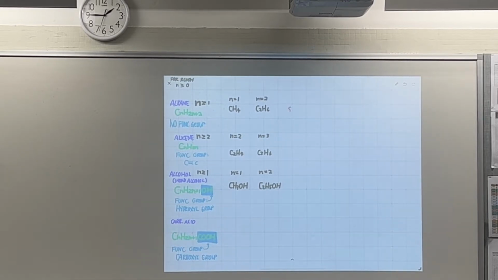Okay, the suffix. So the suffix for alkane must be ane. The suffix for alkene must be ene. The suffix for alcohol must be anol. And finally, what is the suffix for carboxylic acid? Anoic acid. Okay, yes. I know it's very easy to confuse these two functional groups. It all comes down to whether they have a C=O double bond or not.